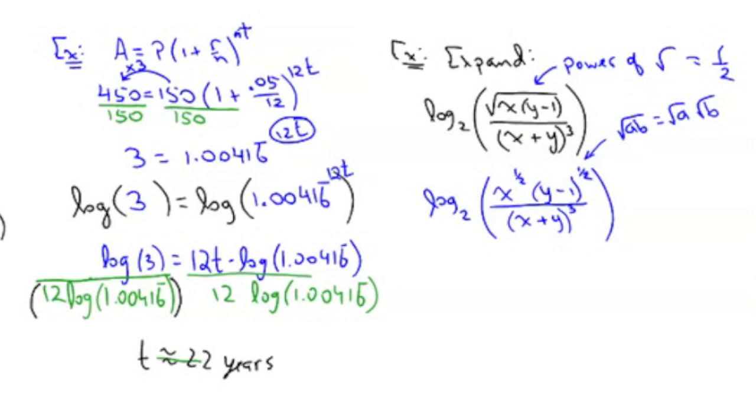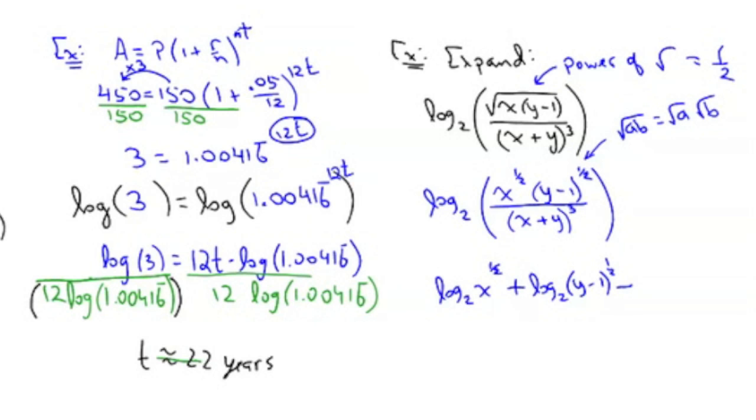All right, now what can I do? Separate. Anything that's in the top, positive. Anything in the bottom, negative. So this becomes positive log base 2 of x to the 1/2. Positive log base 2 of y minus 1 to the 1/2. Right?